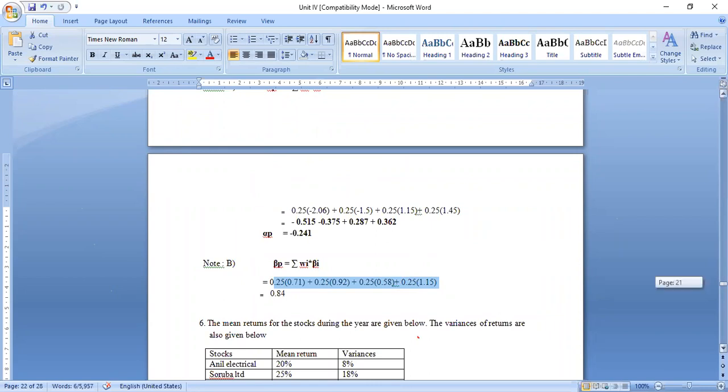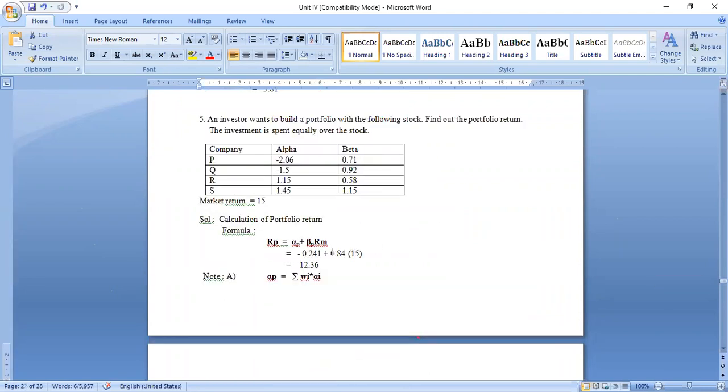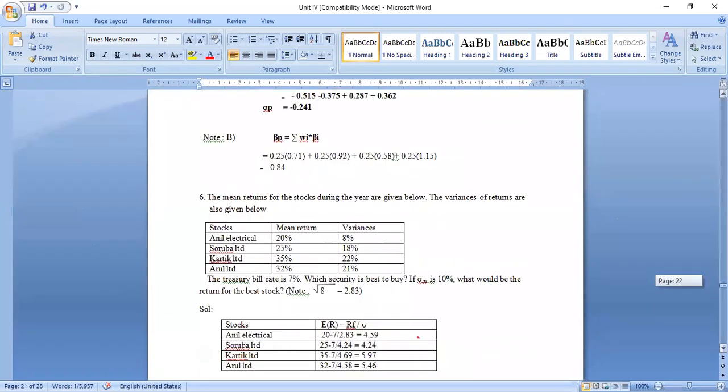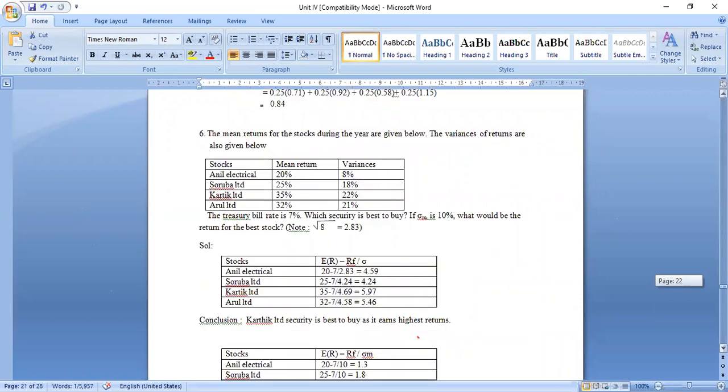So this value we are going to insert in this particular formula, that is 0.84, the portfolio beta, into the market return of 15. So substitution of this will give us the value of portfolio return, which is 12.36%. Okay, or you can just keep it as 12.36. So this is just the calculation of portfolio return. So if it is clear, we will move on to the last problem of portfolio risk and portfolio return on the single index model.